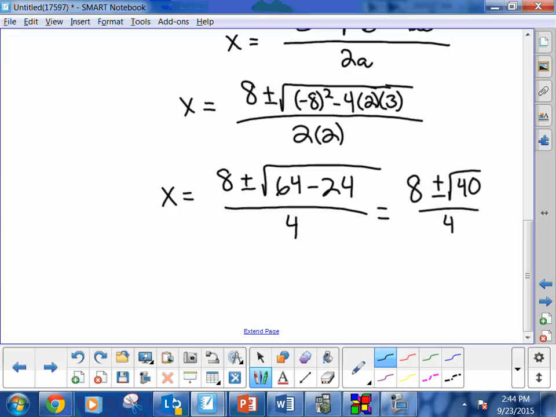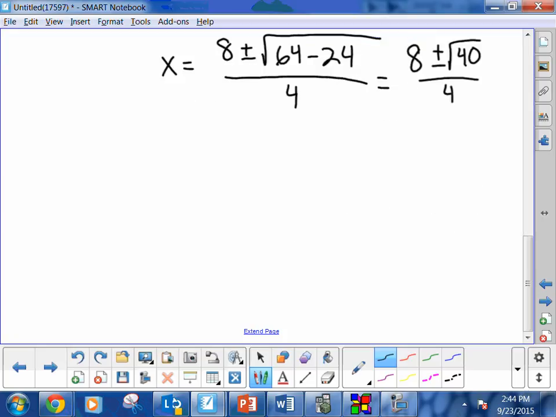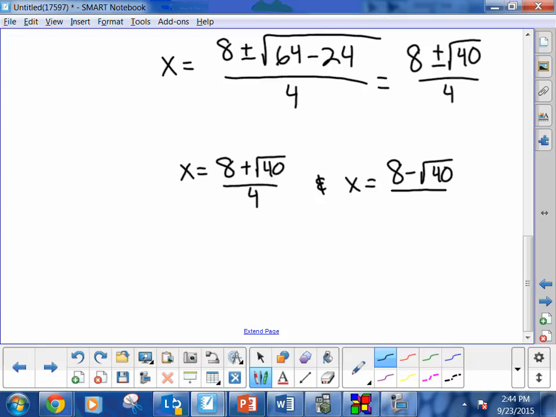Now the plus or minus means that I'm going to have two solutions. I'll have x equal to 8 plus the square root of 40 over 4, and x equals 8 minus the square root of 40 over 4. So I'll have both components. I'll have the two x values. And deservedly so, because there are two x-intercepts of this parabola. Especially what we saw, the vertex being shifted down, means that there's going to be 2.